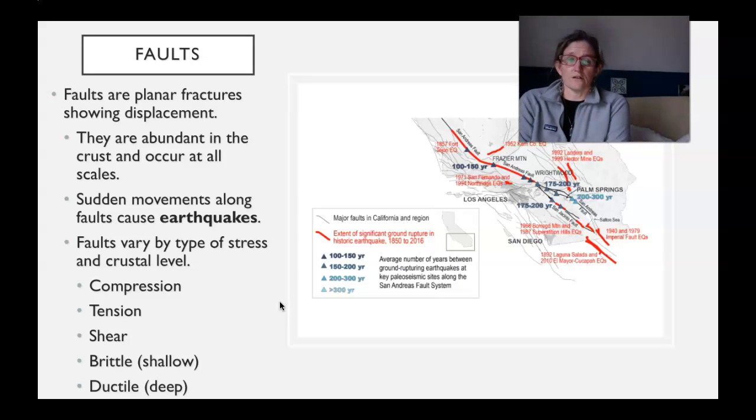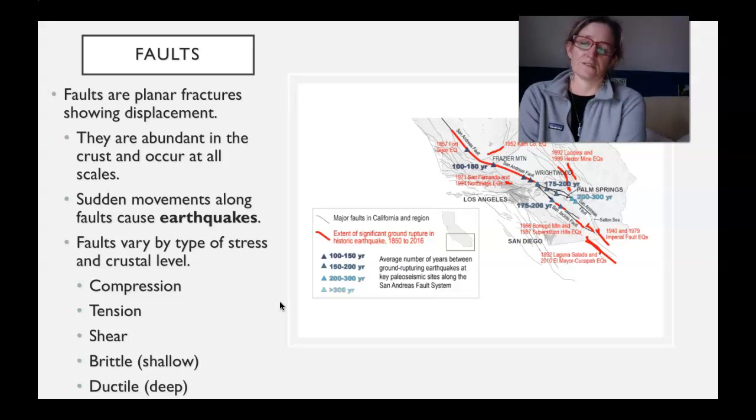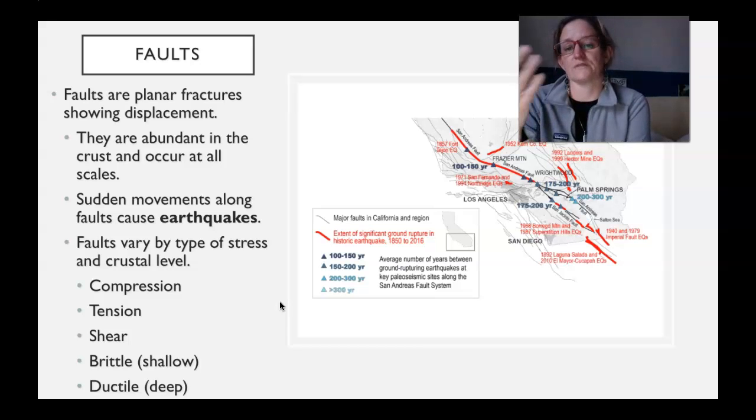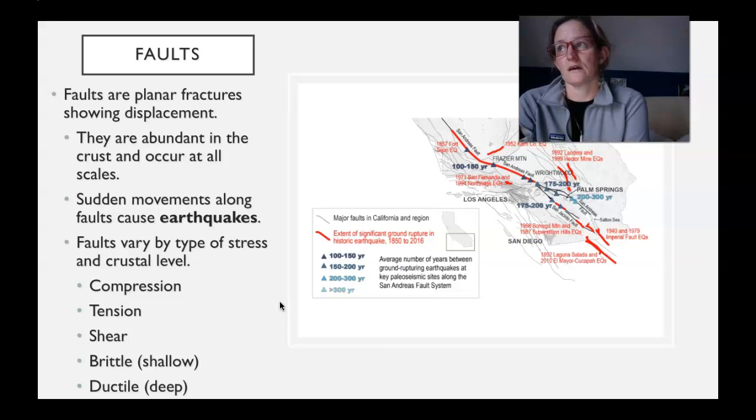If there's movement along that planar fracture, then it's a fault. It's going to have displacement on it. When the displacement occurs, there's going to be an earthquake. So fault, if it happens all of a sudden, right? We did talk in our earthquake chapter about creep along faults, but for the most part, we're going to have a fault that has earthquakes. So this image here, it's showing earthquakes along the San Andreas fault system.